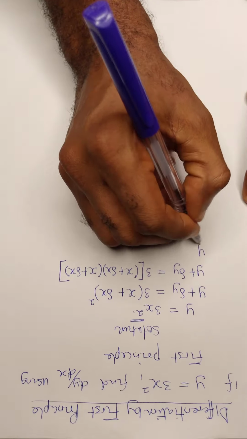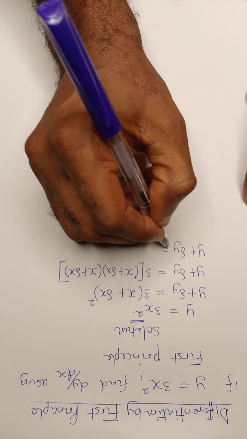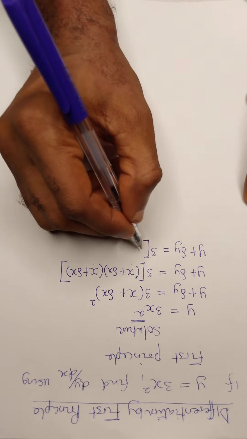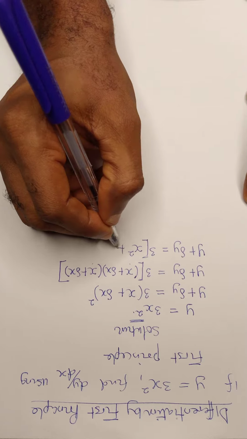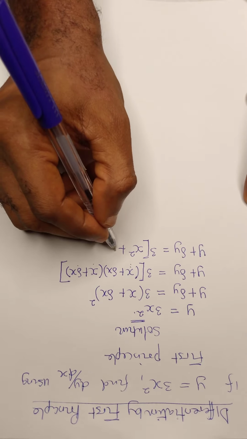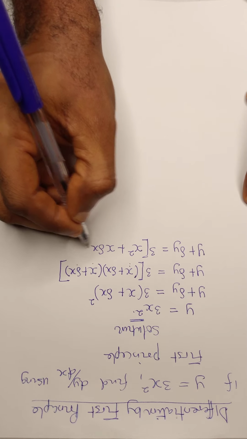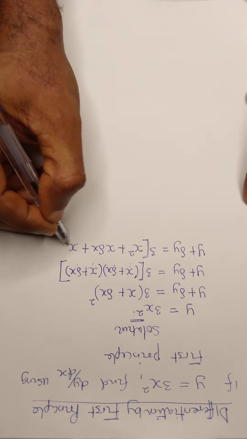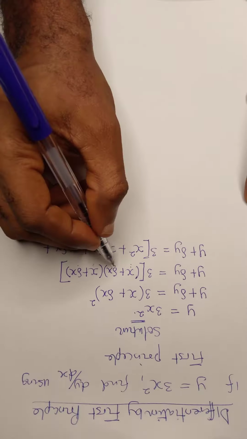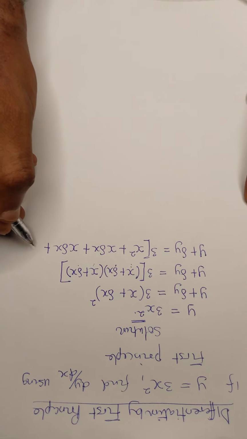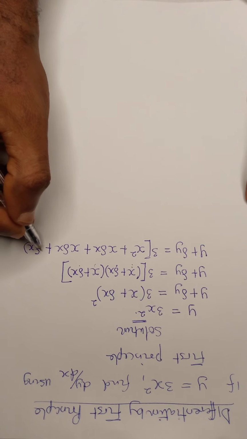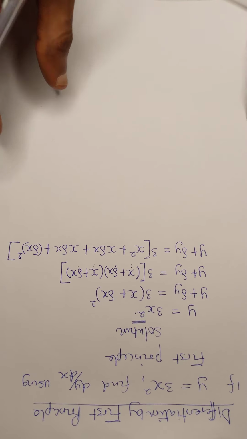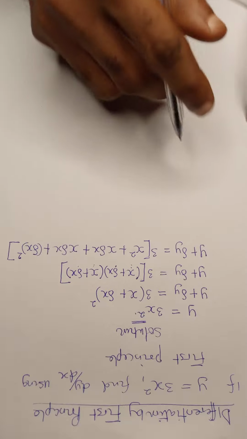So this is y plus change in y equals 3 into, let's open this bracket, x times x will give us x squared, plus x times change in x will give us x change in x, plus change in x times x will give us x change in x, plus change in x times change in x will give us change in x all squared.